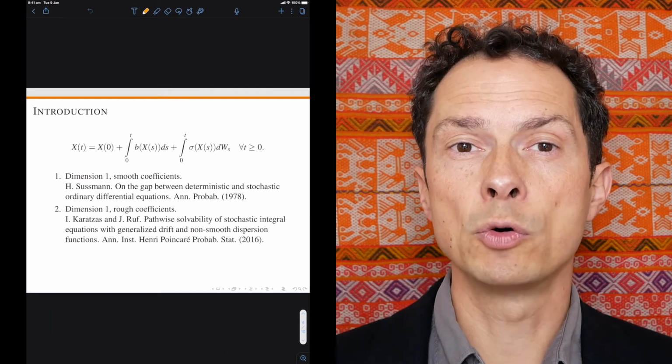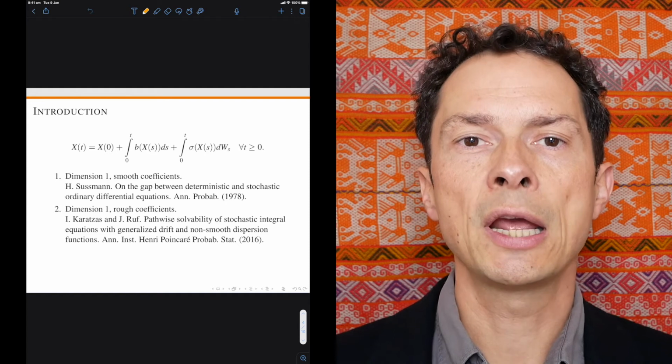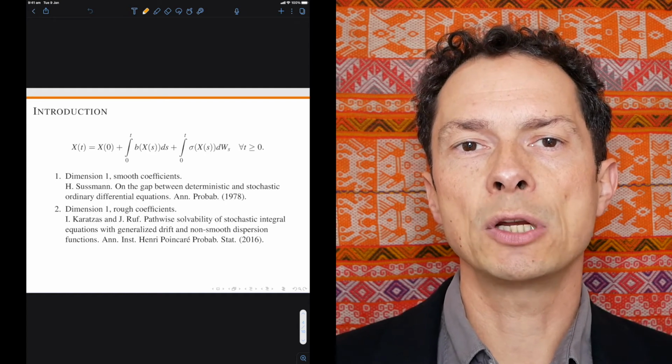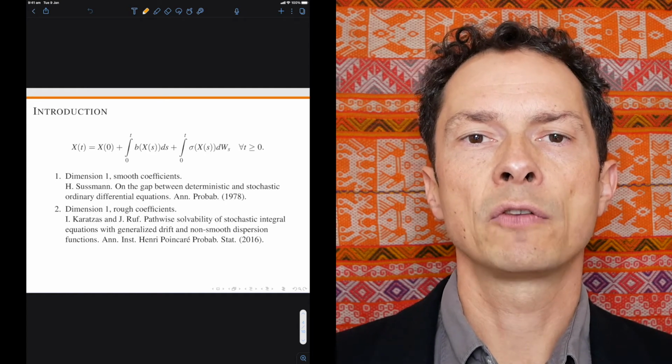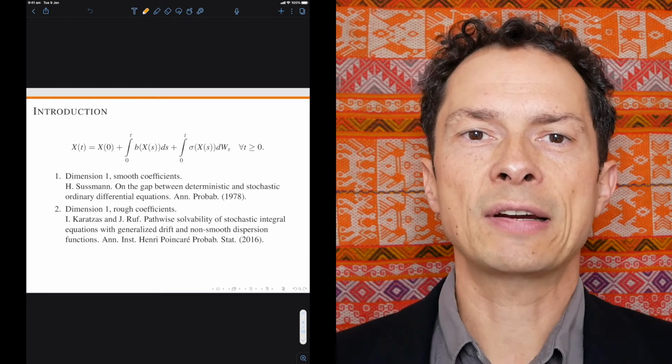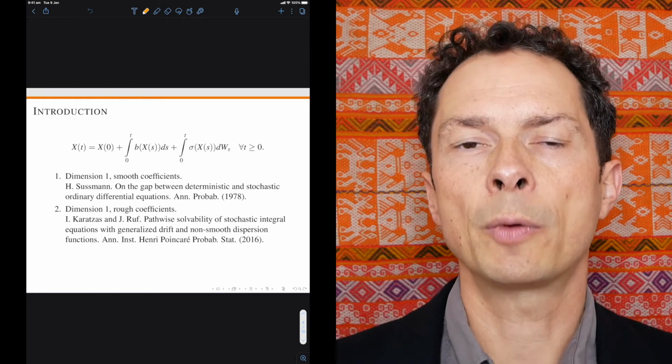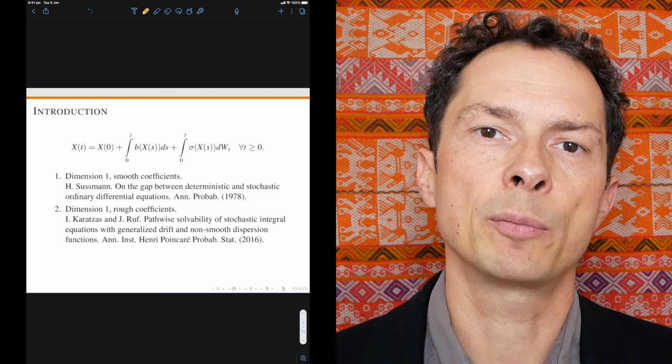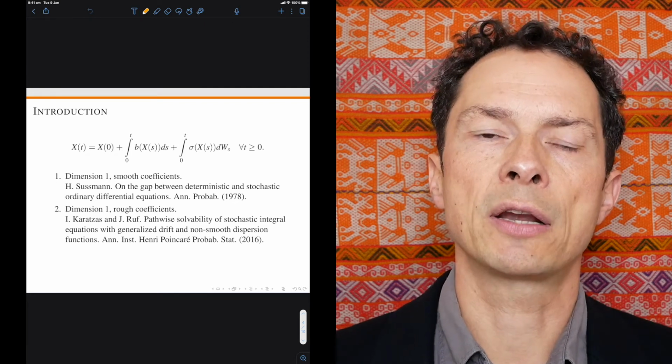Now, this idea recently has regained a lot of popularity. So I will tell you about two of the modern instances of the Doss-Sussmann approach to solving SDEs. One is a paper by Karatas and Roof from 2014. And in this paper, what they do is that they look again at the classic finite-dimensional problem, but it's not that classic because they really drop the regularity assumption on sigma and B. And I'll tell you how they do it and how far they push it.